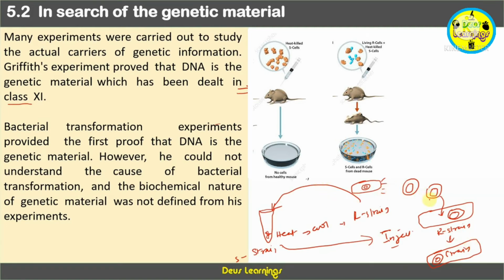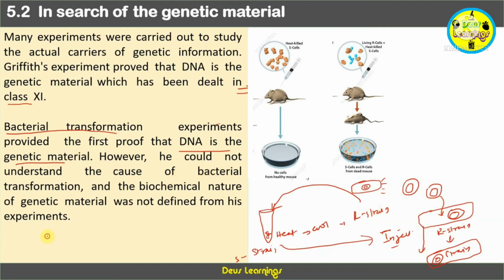And this process requires the uptake of foreign DNA by a bacteria and getting converted in such conditions, like it becomes from R strain to S strain. That's called transformation. So it's called the bacterial transformation experiment, which provided the proof that DNA is the genetic material. However, he couldn't understand the cause of the bacterial transformation.